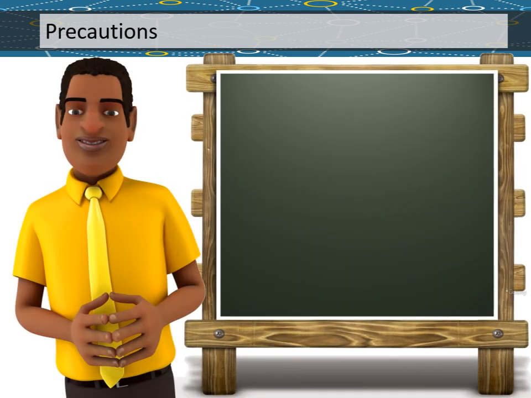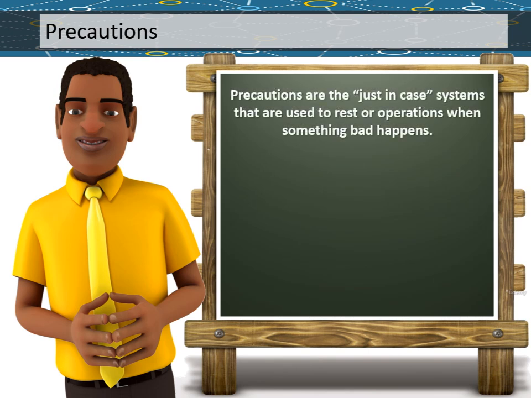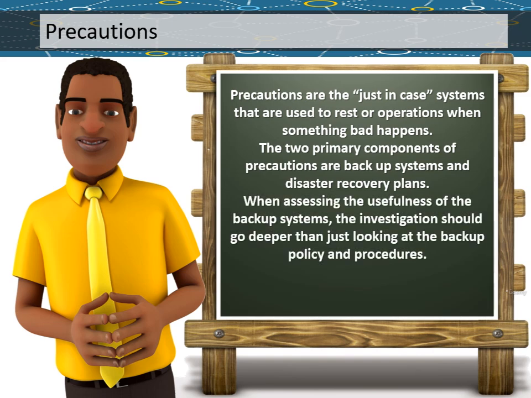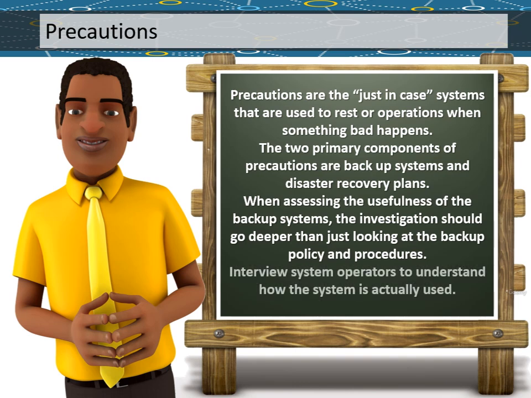Let's take a look at precautions. Precautions are the just-in-case systems that are used to restore operations when something bad happens. The two primary components of precautions are backup systems and disaster recovery plans. When assessing the usefulness of the backup systems, the investigation should go deeper than just looking at the backup policy and procedures. Interview system operators to understand how the system is actually used.